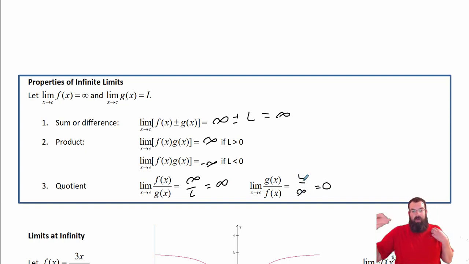Because the bigger the bottom gets, the top stays constant, right? So the bigger the bottom gets, it's approaching 0. And the same thing here, the bigger the top gets, when the bottom stays the same, it's getting bigger and bigger and bigger, so it's approaching infinity.